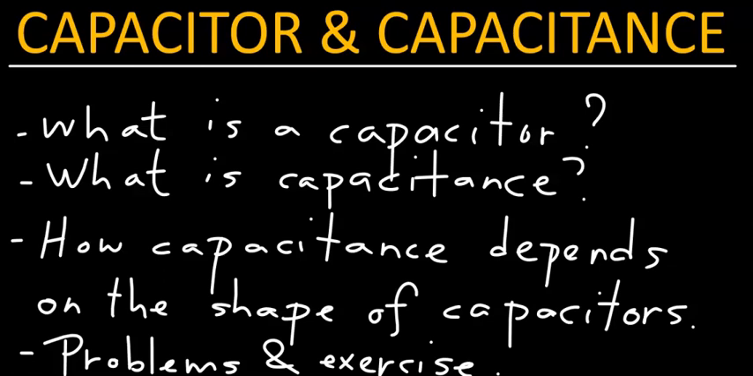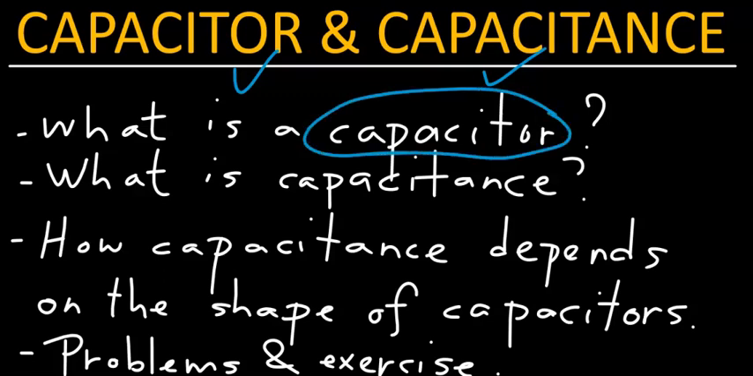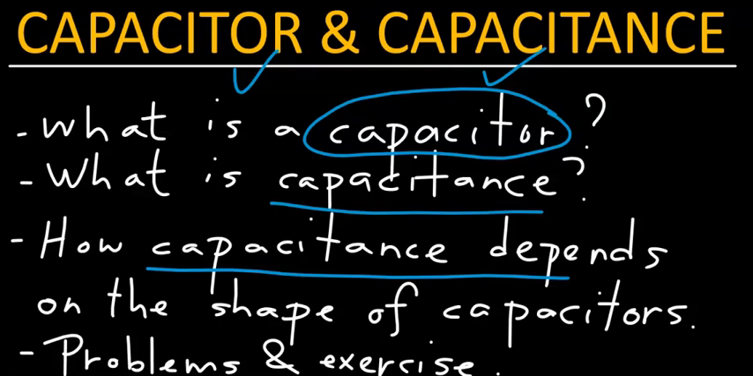In this video, we will talk about capacitor and capacitance. We will explain what a capacitor is and what is capacitance. We shall also see how capacitance of a capacitor depends on the shape of that particular capacitor. We will finally do a problem and exercise to highlight these concepts.